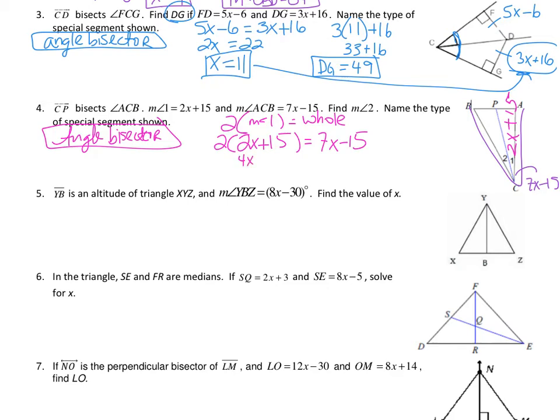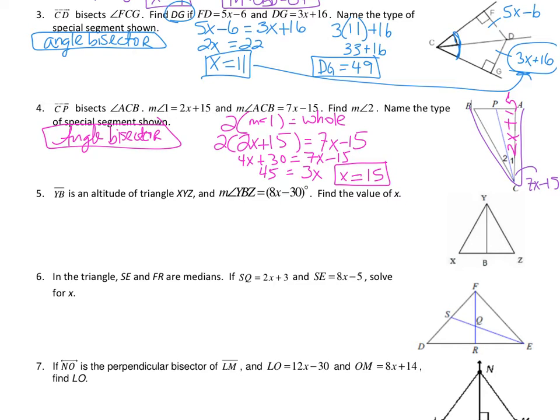So we have a 4x plus 30 once you distribute. Then we can move our 4x to the other side with our x's. We get a 3x. We can add the 15 over and we get 45. If we divide by 3, then we end up with x equals 15.